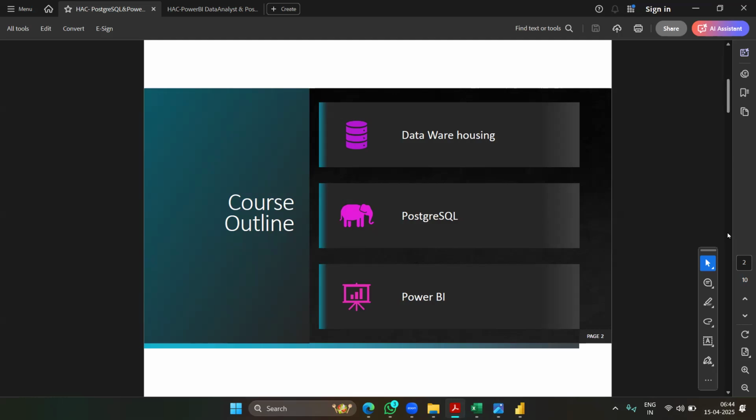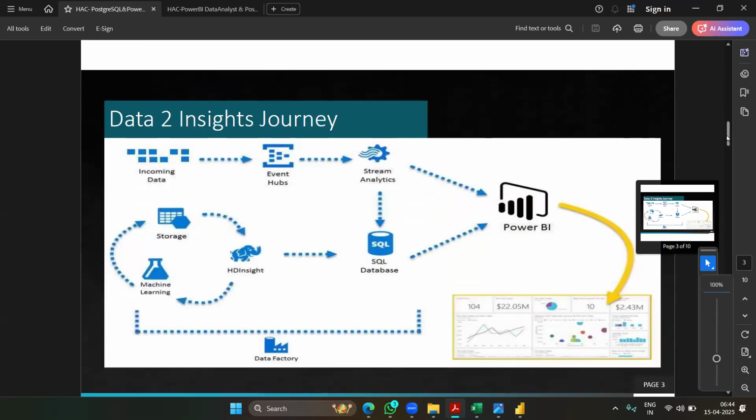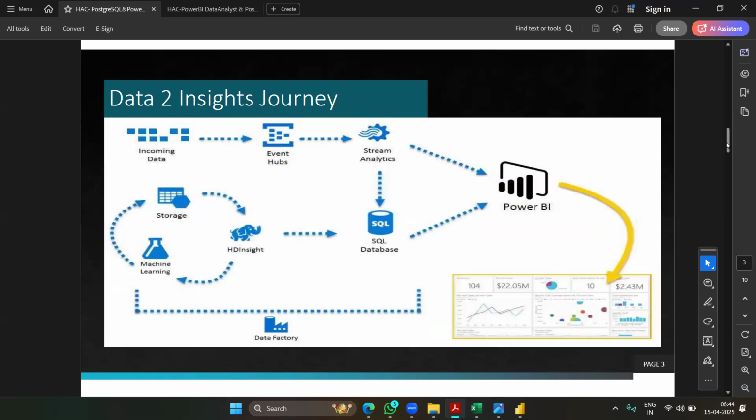Now, why learn all these things in parallel? I have a simple diagram. If you see this one, the data to insights journey, right? When you say data, what does it mean by data? Does anyone have an understanding? When you hear about data, what comes to your mind?